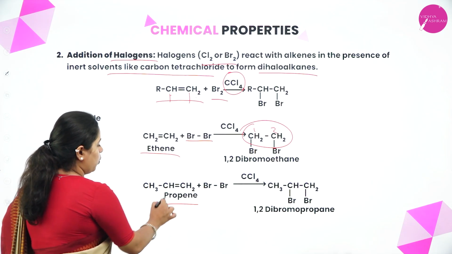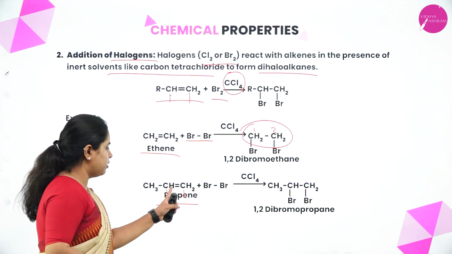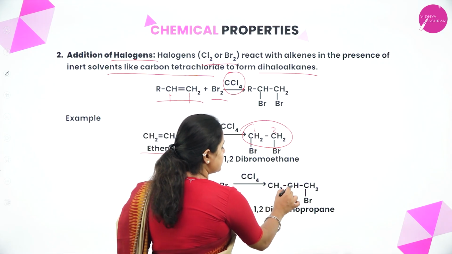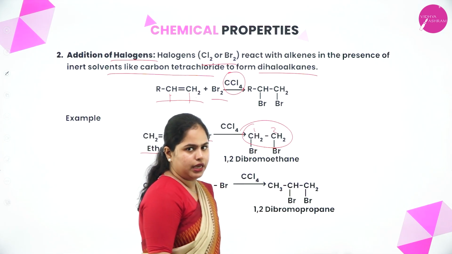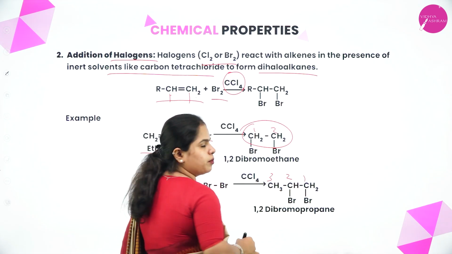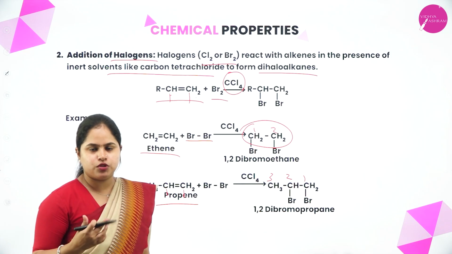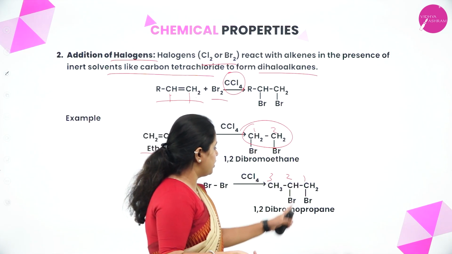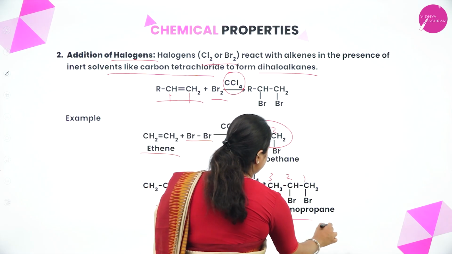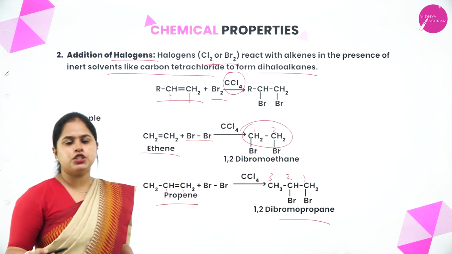Now the next one, propene, to which we are adding one molecule of bromine in presence of CCl4. One bromine added here, one bromine added here. And what will happen? The double bond will become a single bond. So what you are getting? CH3-CHBr-CH2Br. So what will be the name of this? It is 1, 2, 3. This is how you number it, right? It's the branch which we have to consider. So what you are going to get? 1,2-dibromo, but it is propane, right? 1,2-dibromopropane. So this is addition of halogen.